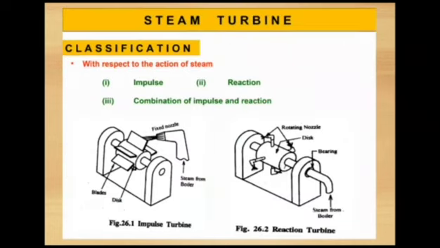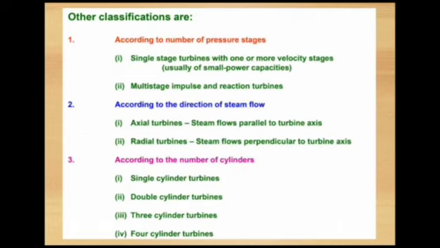Steam turbine classification. The first one is with respect to the action of steam. There are three types. First one is an impulse turbine, second is a reaction turbine, and third one is a combination of impulse and reaction turbine.